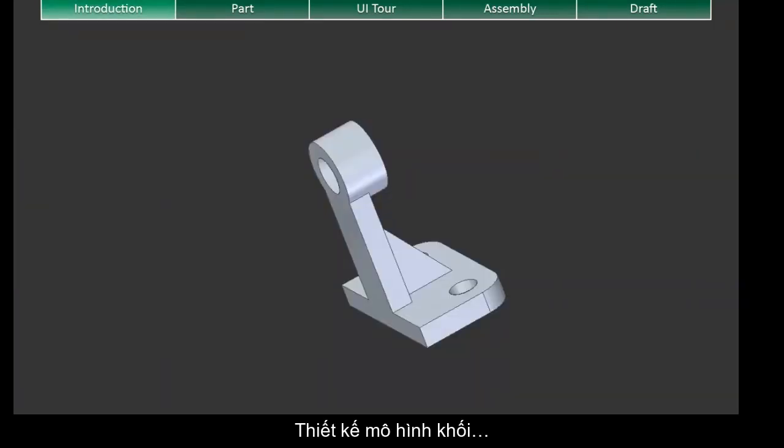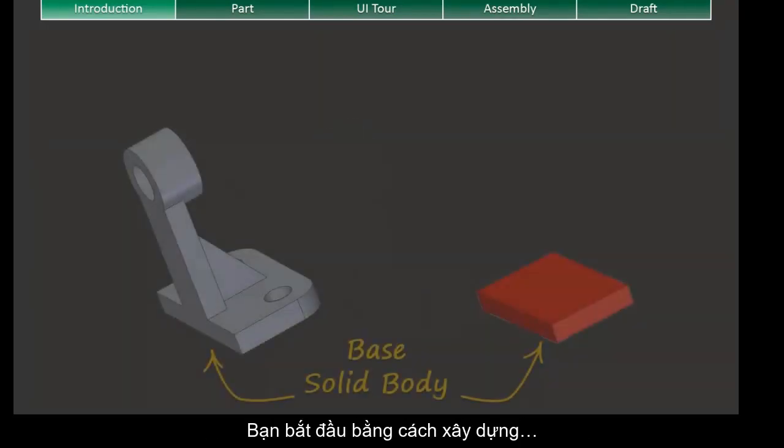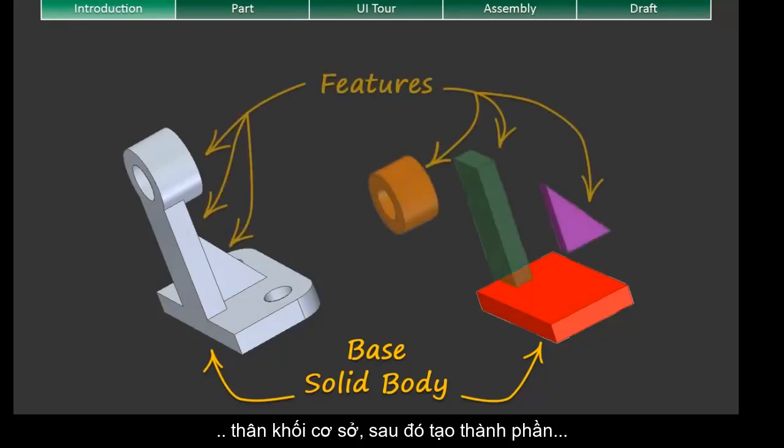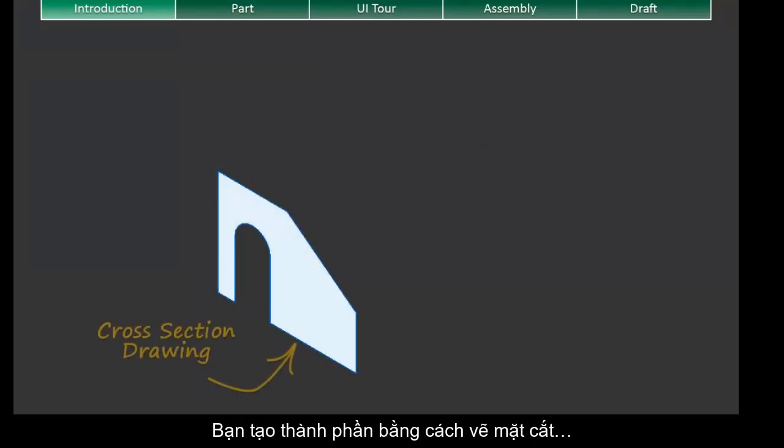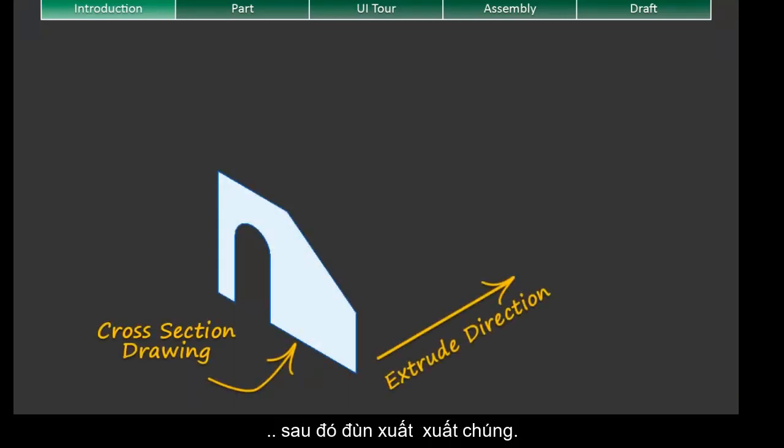Solid modeling is the process of building a 3D representation of an object. You begin by constructing the base solid body, and then create features to add and remove material to form the final shape. You create features by drawing cross-sections and then extruding them.